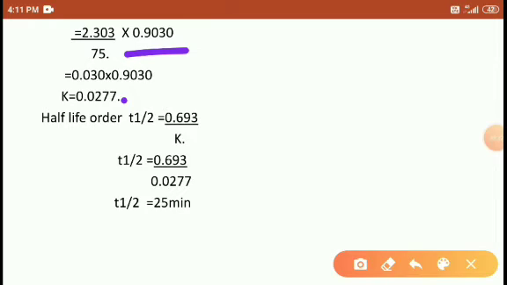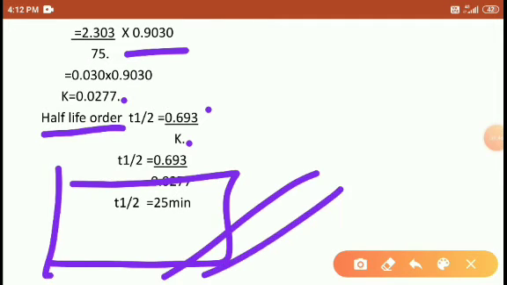So we have to calculate the half-life of the first order reaction. Here again we have to use the half-life expression: t half is equal to 0.693 by k, right? Then 0.693 by the k value, 0.0277. Then you get the half-life as 25 minutes, right, students?